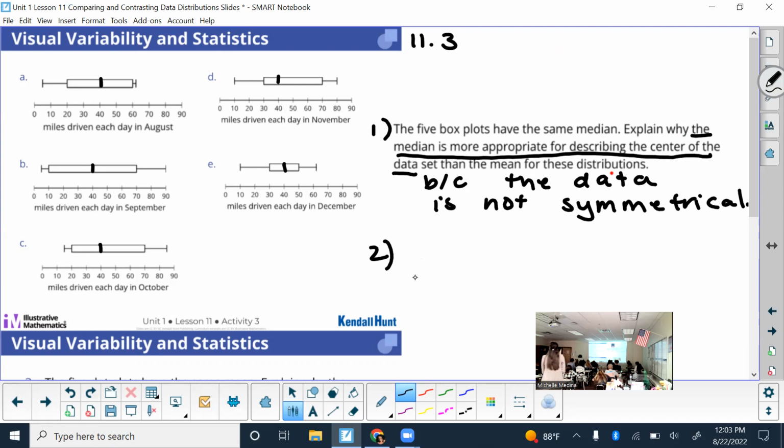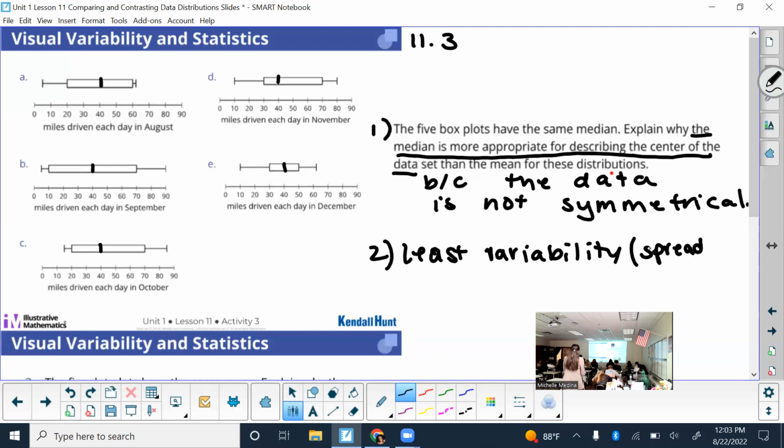All right, next thing I'm going to ask you to do, and you'll put your answer on the number 2 line. You're going to rank these box plots in order from least variability. What does variability mean? Least variability would be least spread out. So least variability to greatest variability.